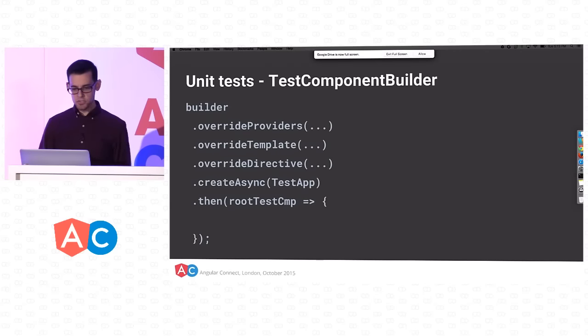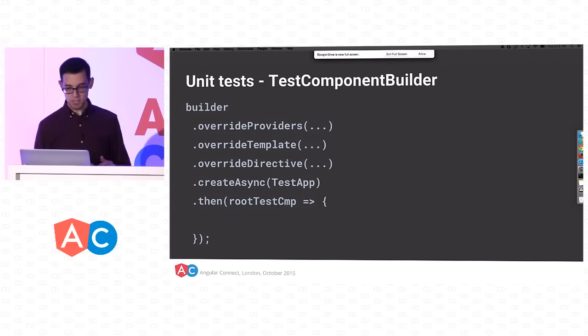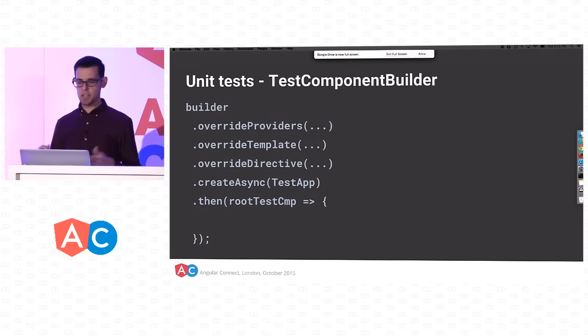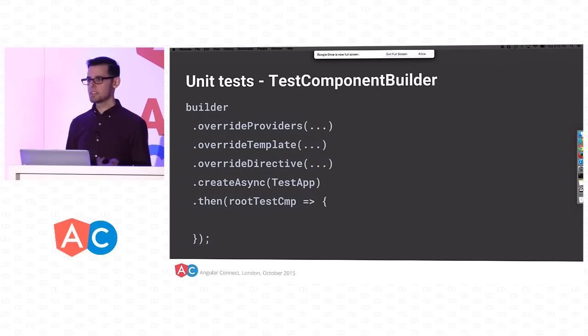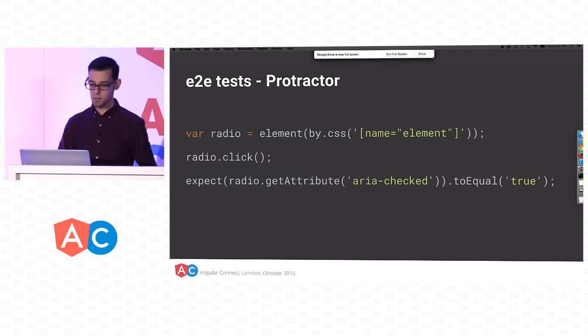This testing utility can also do a little bit more, though, such as overriding providers, so you can inject fake services, or overriding directives, so you can insert fake components, or overriding templates, so that you can change the template from test to test. Note that these APIs aren't final, but they can give you some idea of the capabilities you'll be looking at. Julie Ralph gave a more in-depth talk on testing earlier today, so if you didn't catch that, be sure to check that out.